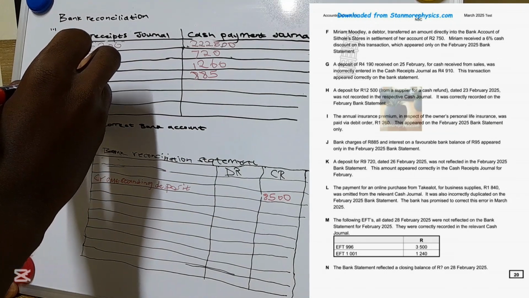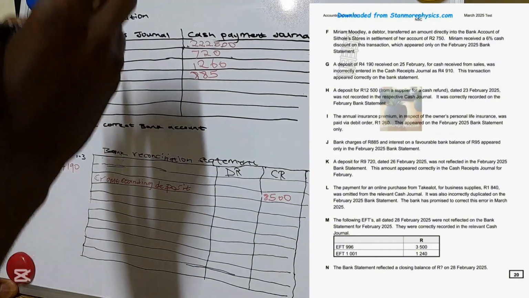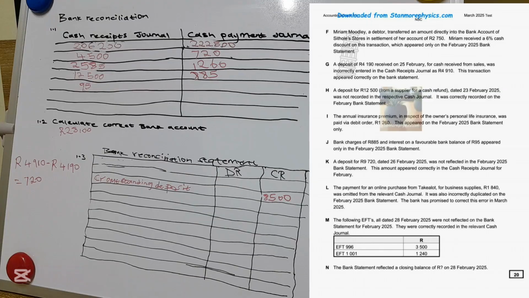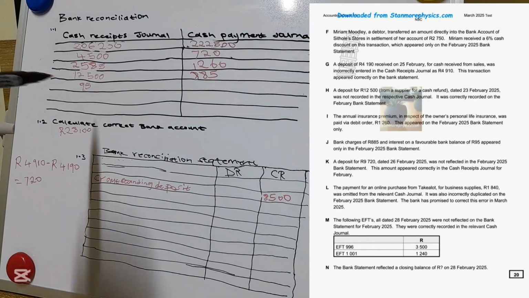It's 95. Do not make a mistake on this one, guys. This one is recorded separately, as you can see: 885 under the cash payment journal and 95 under the cash receipt journal, as we are receiving here. Okay.